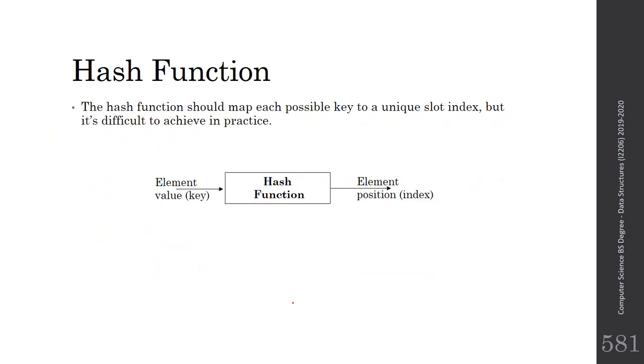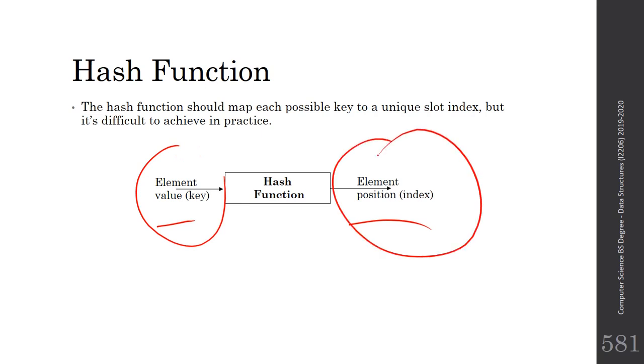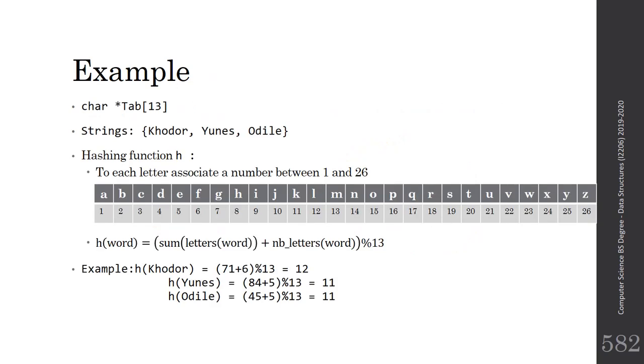Most probably you know what a function is. It takes an element and it returns a value. A hash function takes a key or an element and it returns a position in the hash table. So let's take an example.